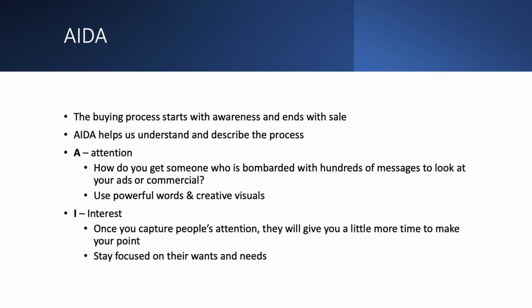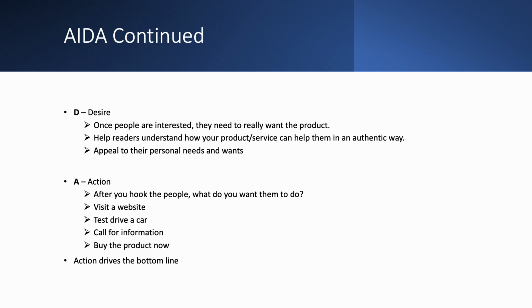I is for interest. Once you have people's attention, you need to keep them engaged by focusing on what they want and need. Next is D for desire. Once people are interested, you need to make them truly want your product. Show them authentically how your product or service meets their personal needs and solves their problems.